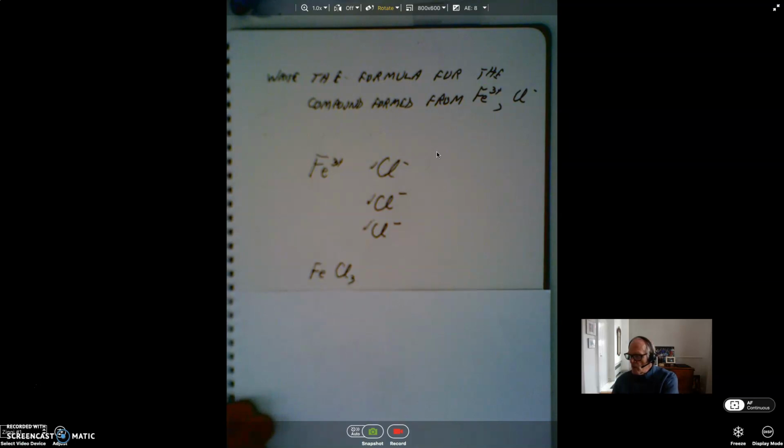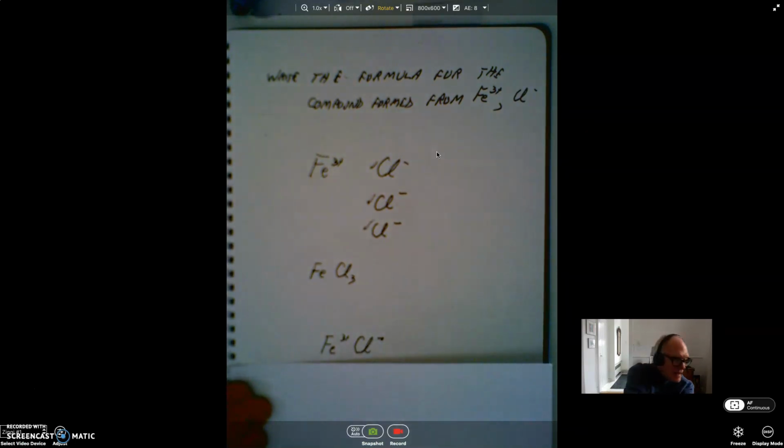All right, here's another way to do the same thing. Start by writing down the ions and their charges, and then take the numbers of the charges and make them the subscript of the other ion. Let's see how that might work here. Let's see if we can get this to work.